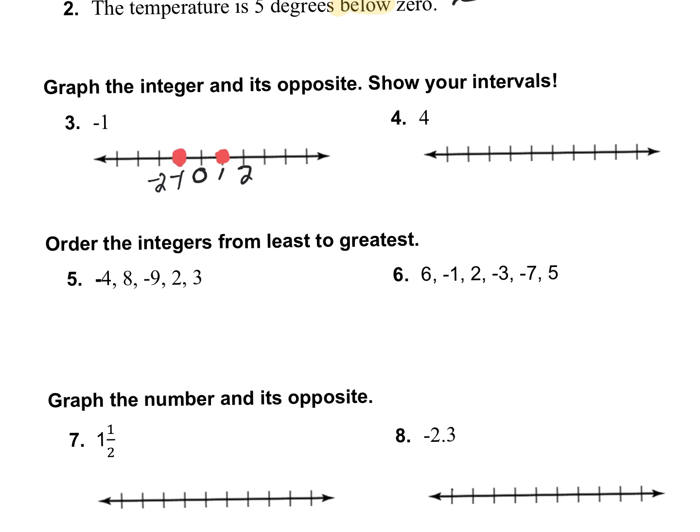So we graphed -1 and its opposite. Same thing over here. We're going to graph 4. So we go to 4, we make a dot, and then we go to the opposite of 4, and we make a dot, -4.